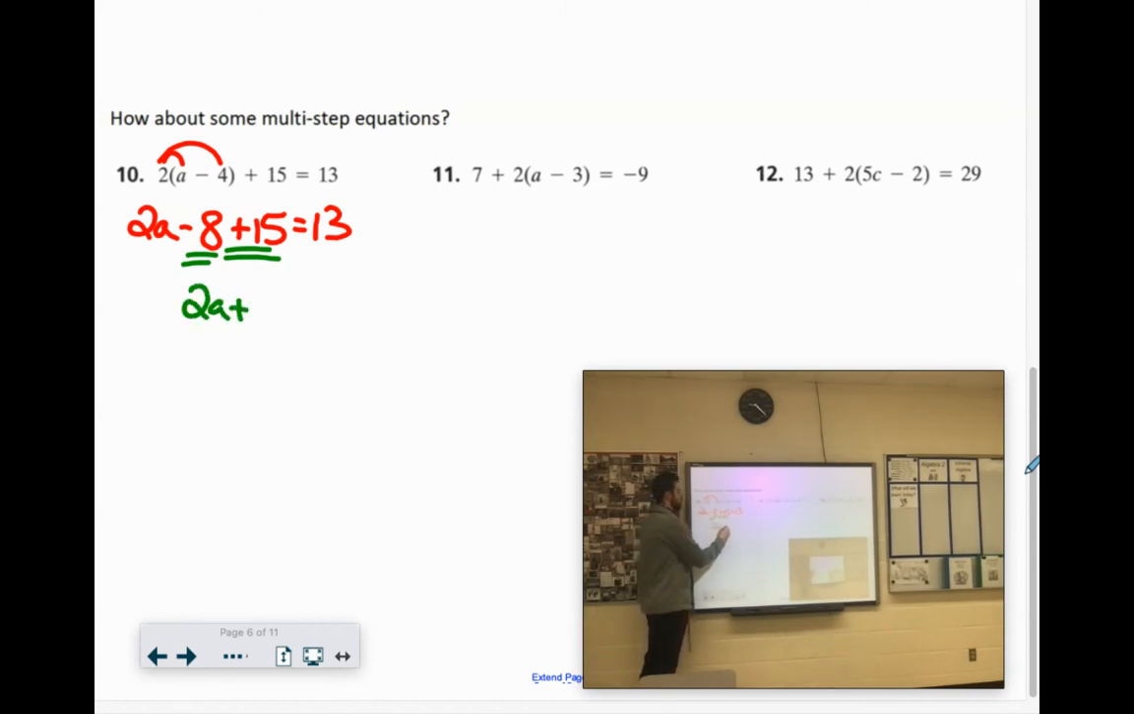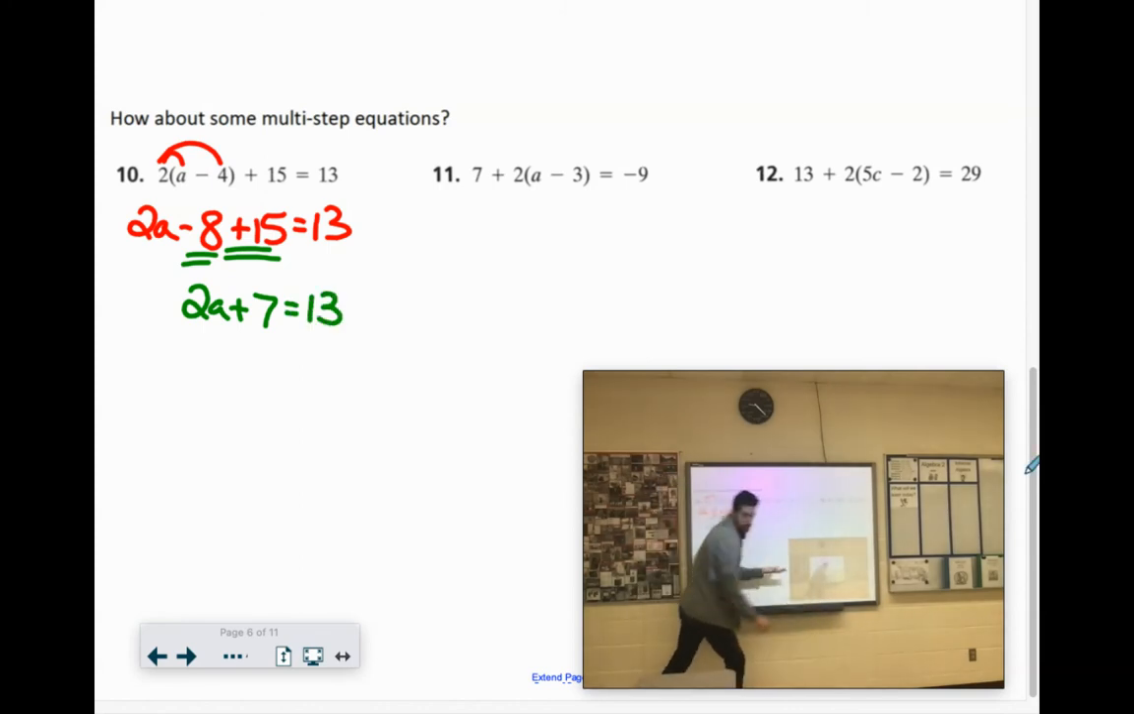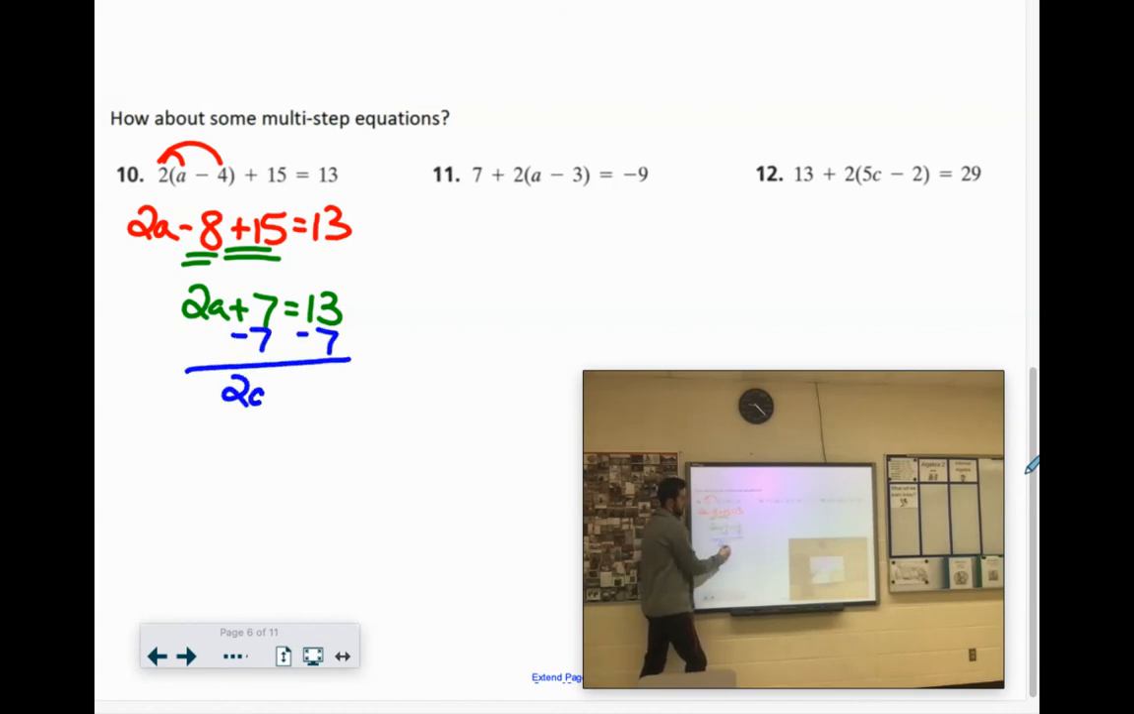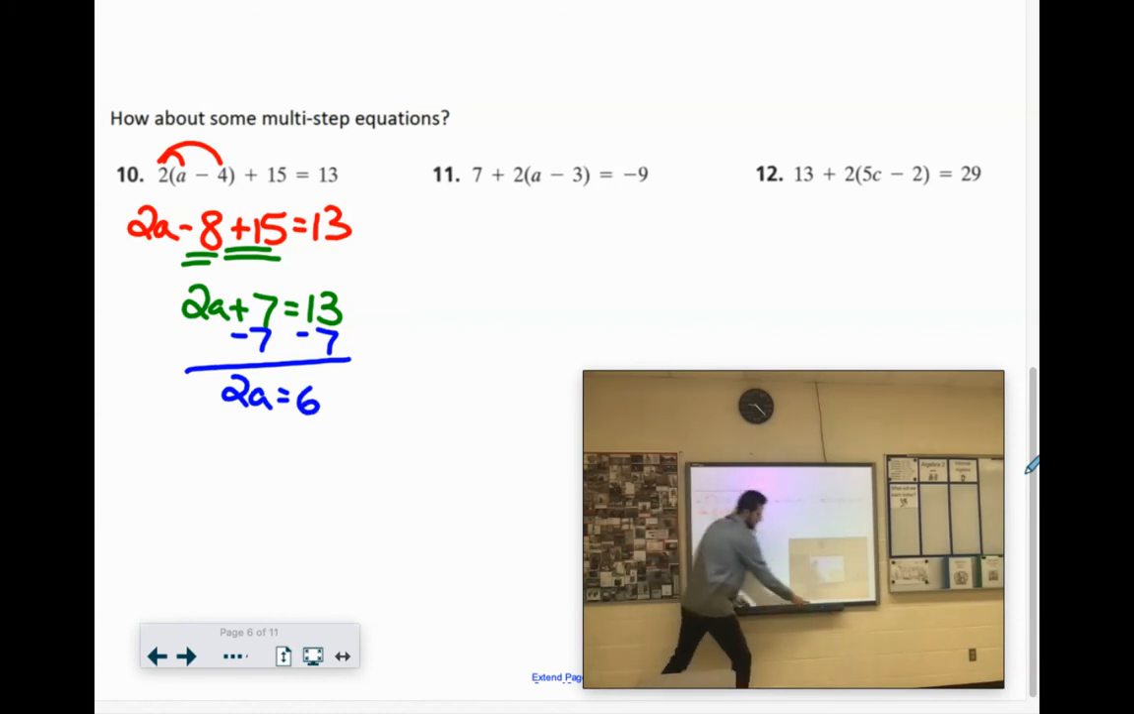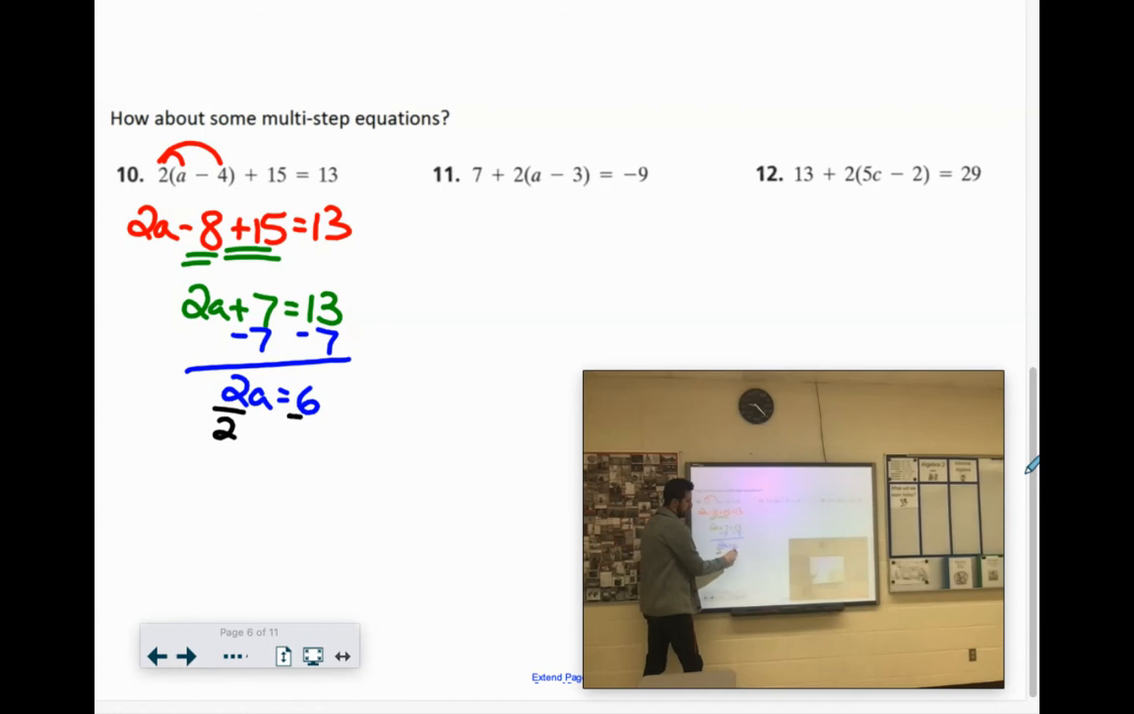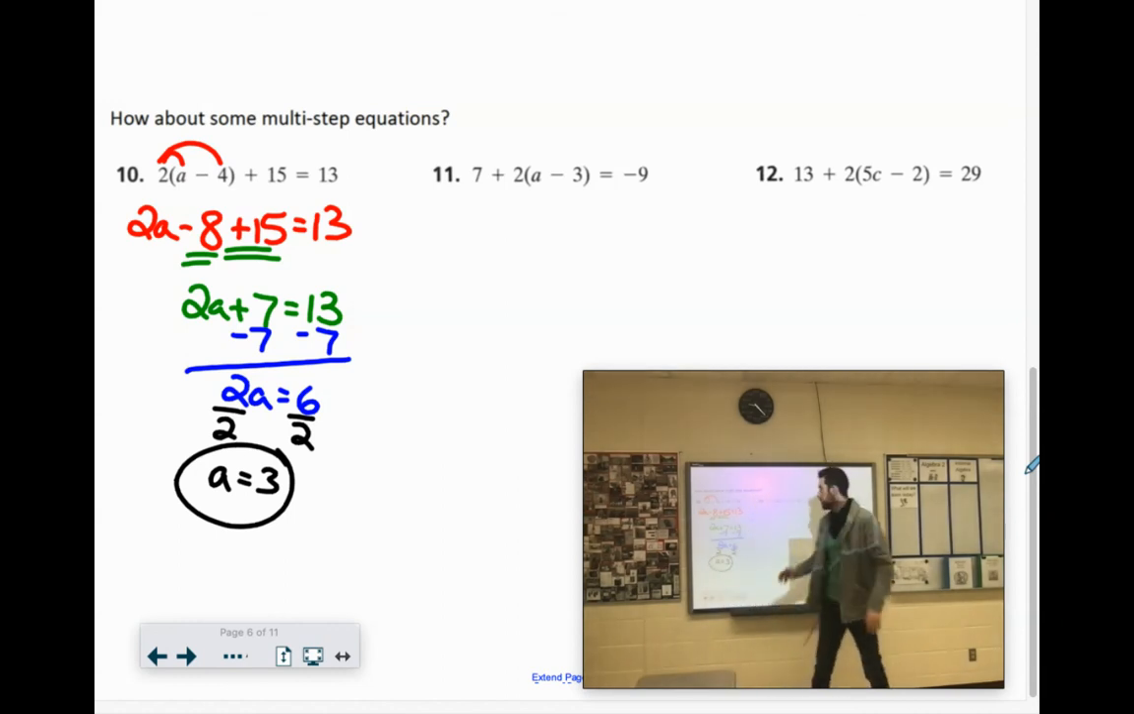2a plus 7 equals 13. Now it's a two-stepper. You see plus 7, so let's subtract 7 from both sides. 2a equals 6. 2a means 2 times a, so let's divide by 2. We'll get a equals 3. All right, let's do this one.